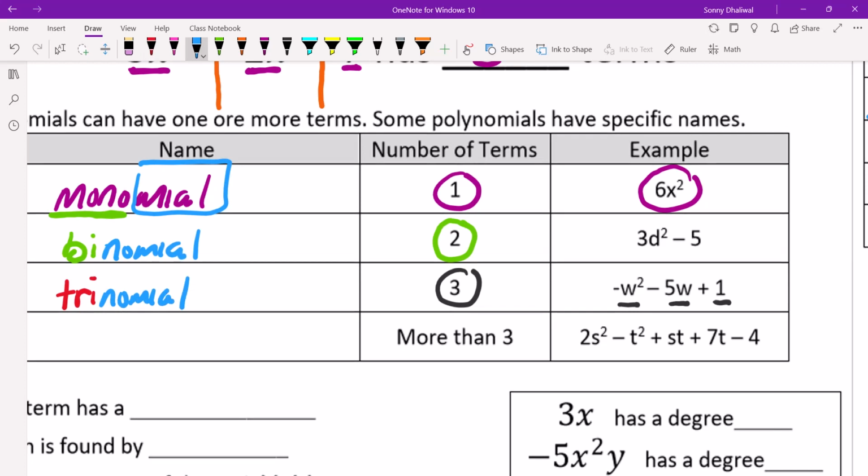So you have to memorize these names, right? The way I sort of think of this is wheels on a bicycle: 2 wheels, bicycle, so binomial. Tricycle has 3 wheels, trinomial. I know a 1 wheel bike's called a unicycle, but it's a monomial. Okay? And Pavitra, you have a question?